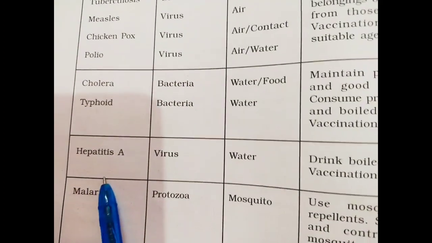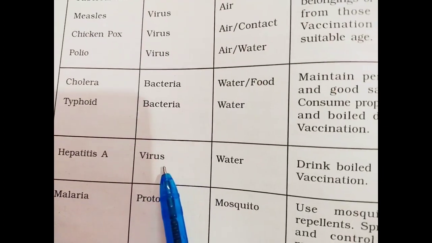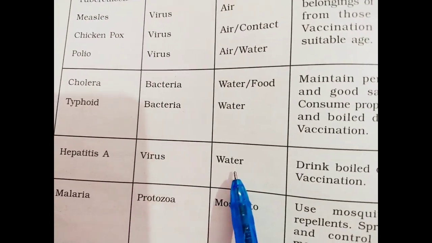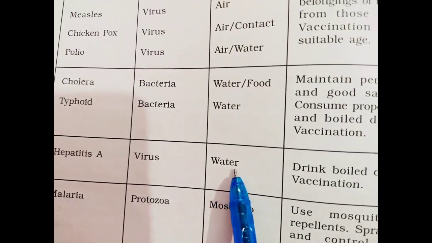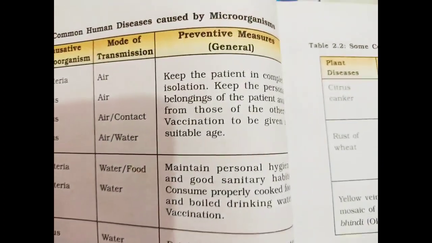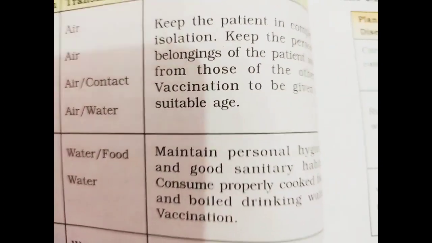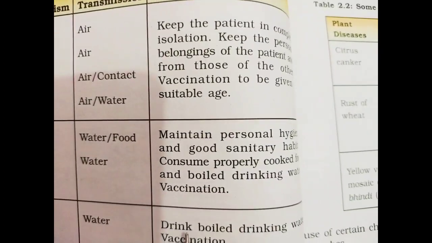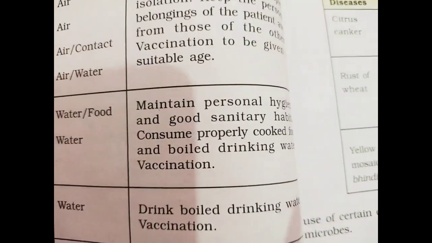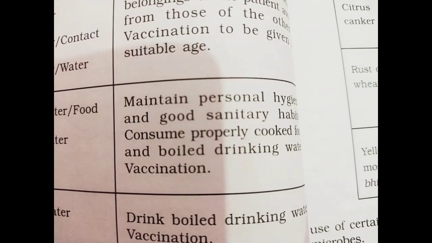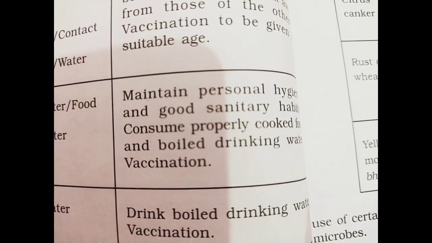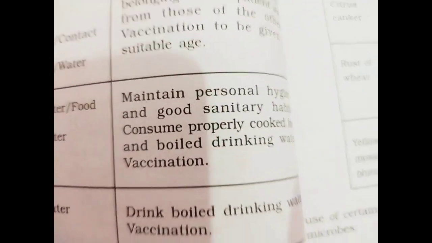Now the next is hepatitis A. The causative microbe is a virus. The mode of transmission is by water. And here the preventive measure: how can we prevent ourselves from hepatitis A? We have to drink boiled water, and vaccination is also an important part. Okay, so this is all.